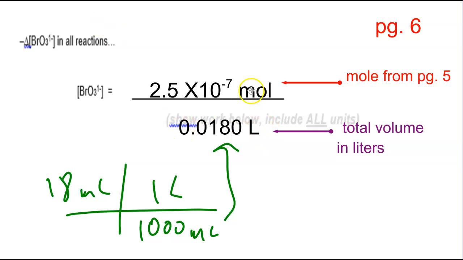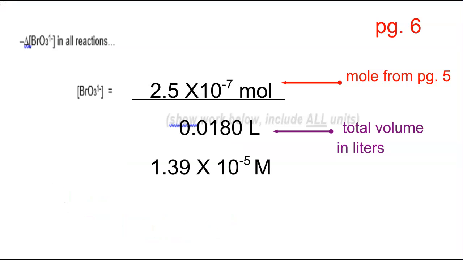Okay, so then we'll have moles over liters, which is a fine unit to use, or you could just do big M. So when I do this division, 2.5 times 10 to the negative 7th divided by 0.0180, I get 1.39 times 10 to the negative 5th big M, which is moles over liters.